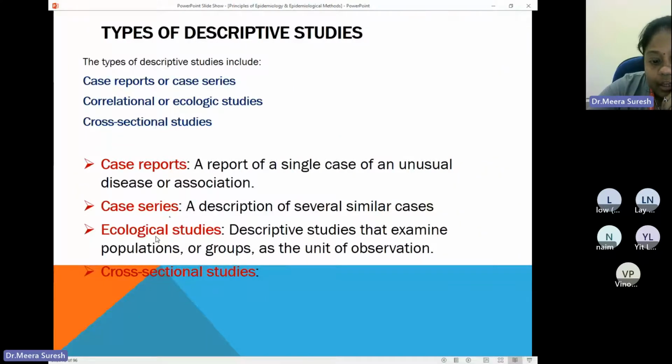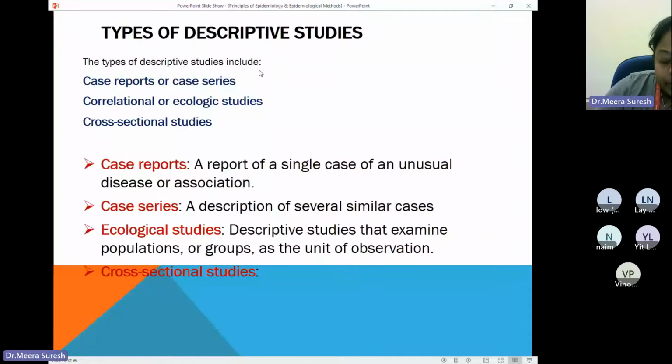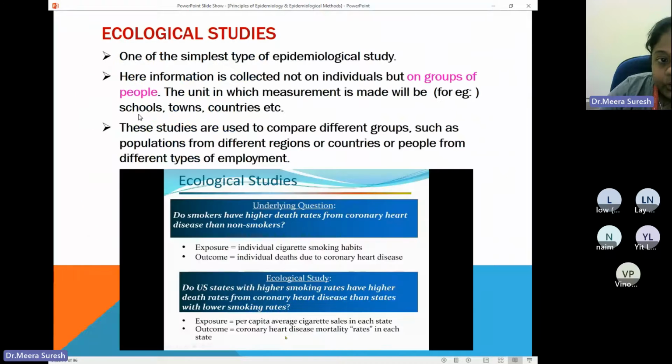Then there are ecological studies and cross-sectional studies also. Ecological studies examine the population or groups as the unit of observation. This ecological study is also called a correlational study. Sometimes to confuse in MCQ, that term can be used. So the ecological study is one of the simplest types of epidemiological study, but not as simple as case report or case series. But this is another simple one.